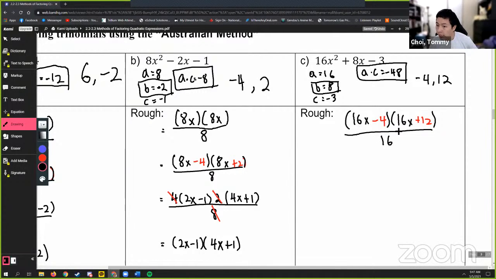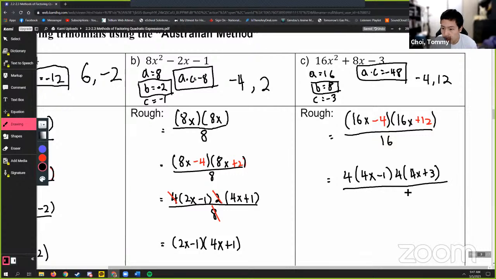It's A, and A. Those are all there. And then you have your two numbers, so negative 4 and 12. Once we have that down, we can then factor out the brackets. So in the first one, I'll factor out a 4, which gives me 4x minus 1. On the right bracket, I'll factor out another 4, which gives me 4x plus 3. And then I divide all of that by 16.